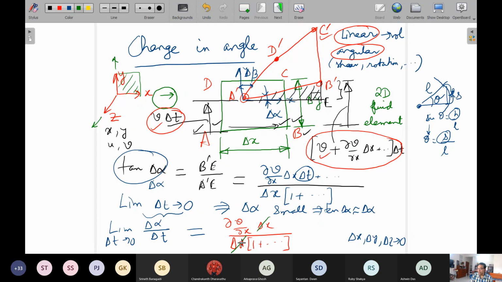It is small, tending to 0, but not equal to 0, so you can cancel it. Remaining is when you say delta x, delta y, delta z, delta t, all those are small. So all those small things will cluster here in terms of higher order term, and those are much smaller as compared to this one. So 1 will be the dominating term, and therefore this will simply be the partial derivative of v with respect to x.